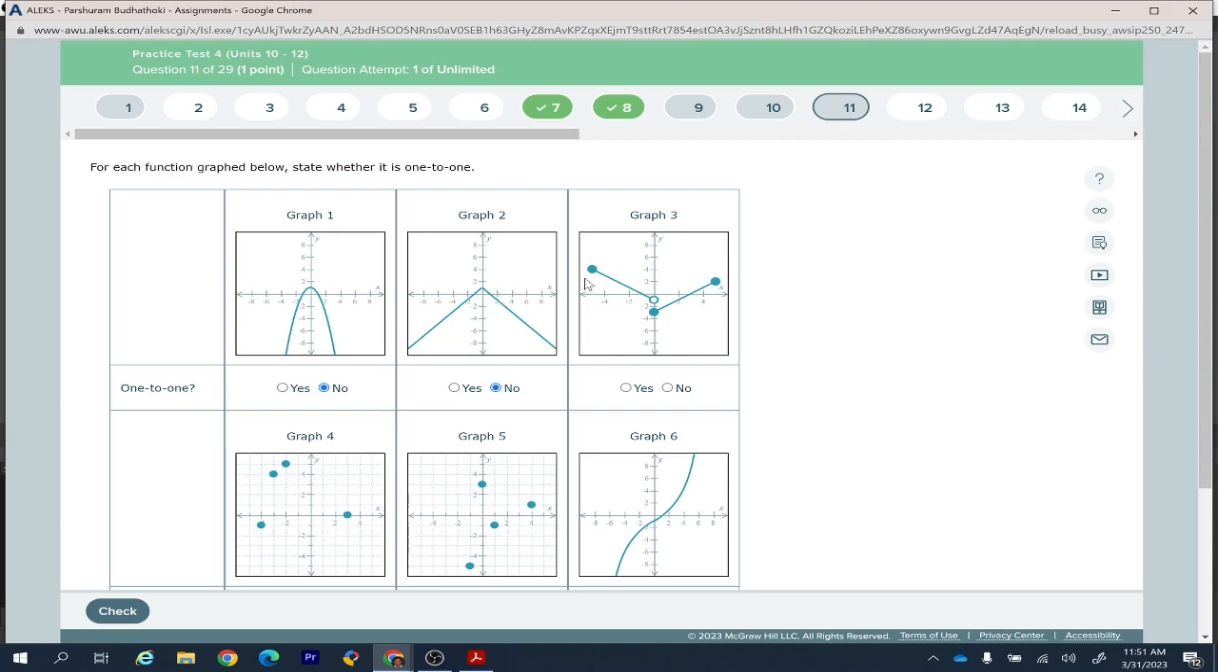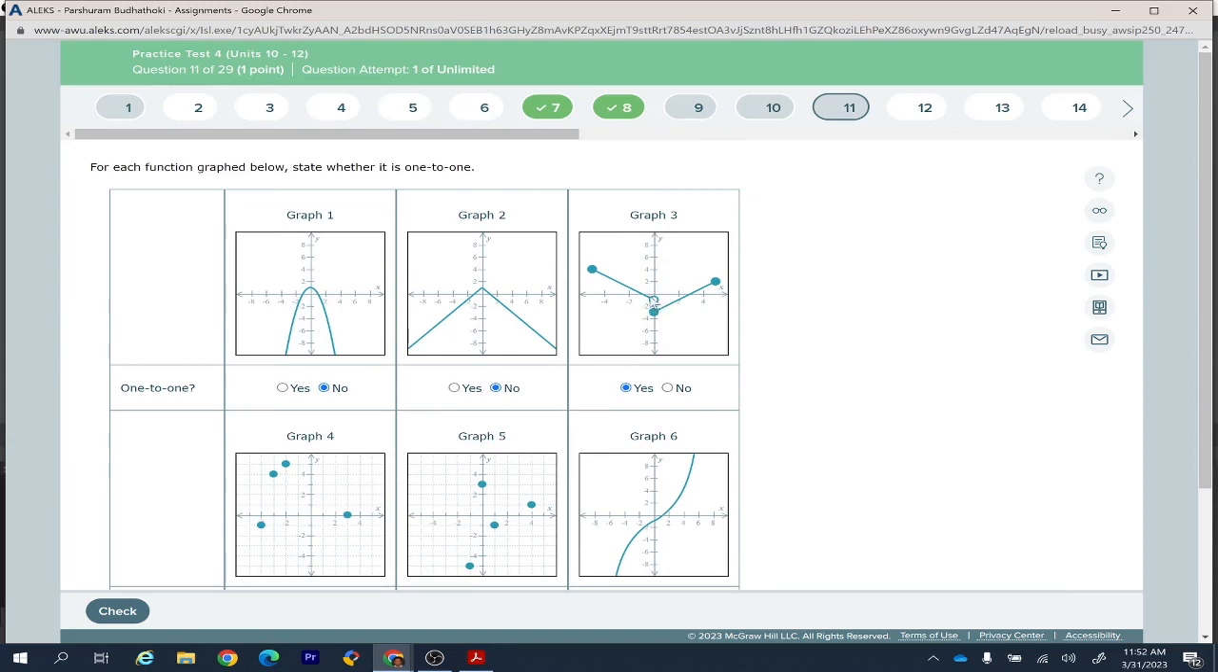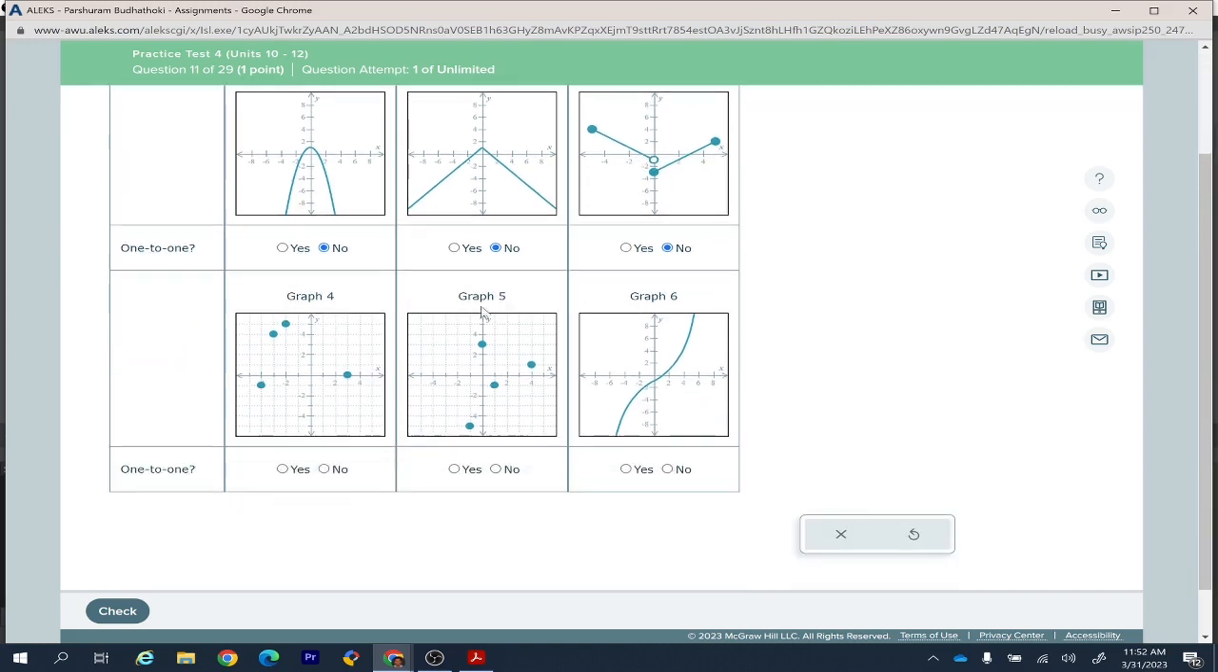This one, no horizontal line is going to intersect at more than once, so this is yes. Remember, an open circle means no point, solid means it's a yes point. Oh sorry, if you draw a horizontal line here, even the x-axis, it's intersecting at more than one point, so it's also no. I'm sorry about that. Even the x-axis is intersecting here and then here, so it's no.